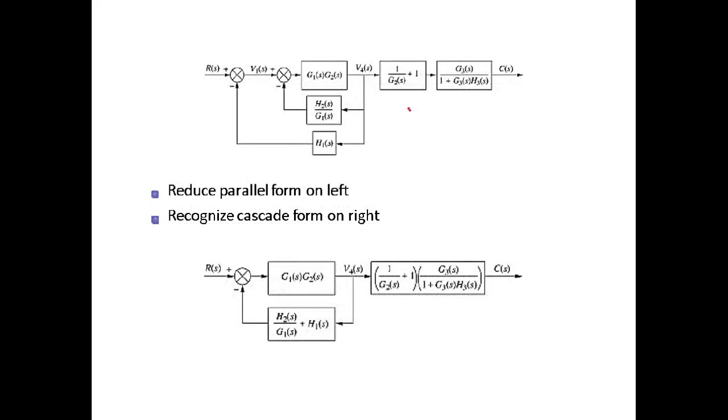Now again I am showing right here, reduce the parallel form. Okay, so parallel form is very easy. This is a summing point, this is also a summing point. This is in the feedback path, this is also a feedback path, so both are connected in parallel. If we consider the same sign negative, then in that case this is positive, H2 of S by G1 of S plus H1 of S. So we are just adding both of these because they are connected in parallel form. Okay, now here you can recognize that both the blocks are in series, so just add using cascade form.